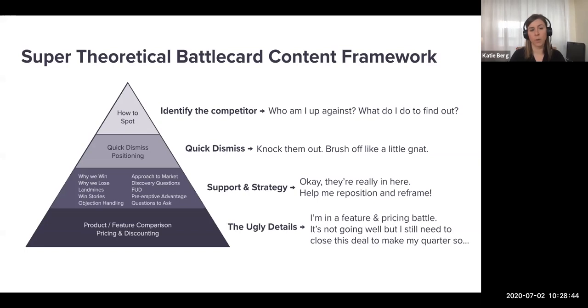It's just more effective. So even looking at this pyramid, it's starting by teaching your reps how to spot a competitor, then guiding them through to quick dismiss or positioning statements, then guiding them through to those offensive and defensive strategies as they need it, and giving them the ability to, for some reps who want to do a lot more research and check out all your source links, provide them as links, but don't provide all the information all in one document, if that makes sense.